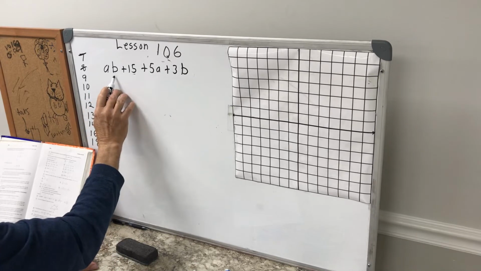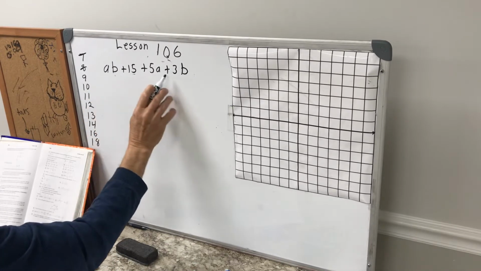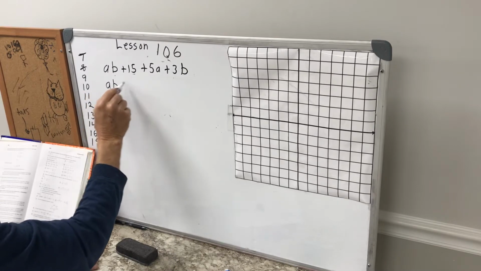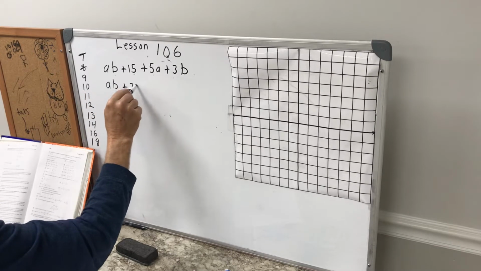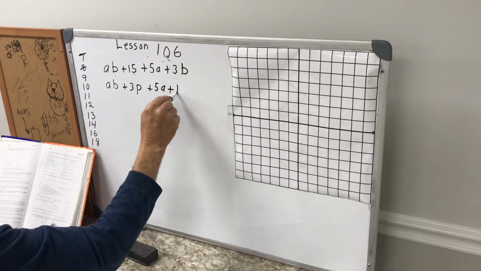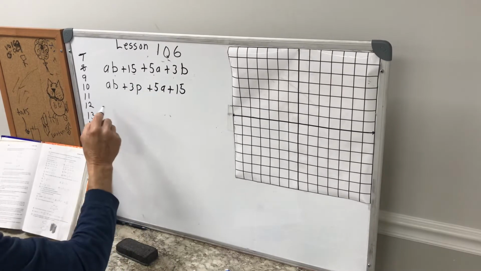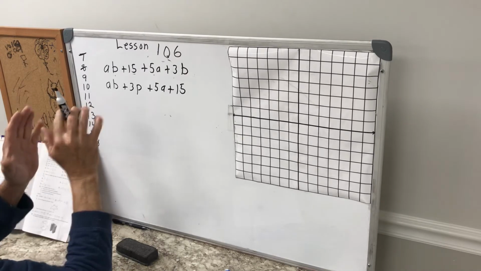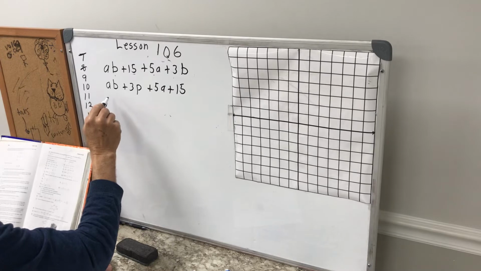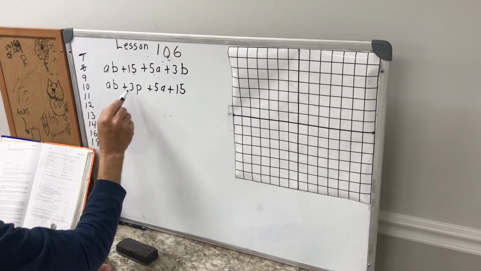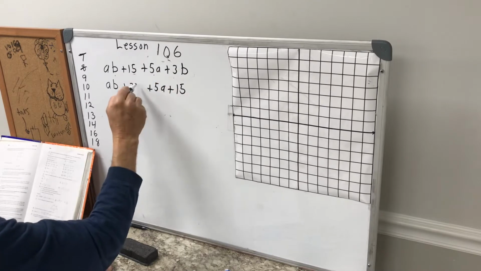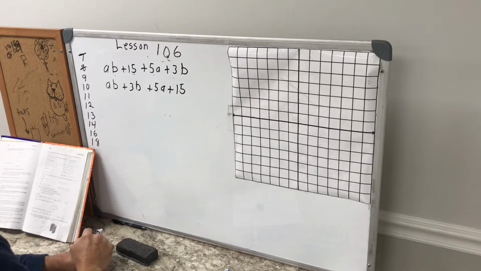We have an AB plus 3B. I'm going to take a chance. Sometimes you just have to take a chance and see how it works out. AB plus 3B, and then I'm going to have a positive 5A plus 15. Let's see if this works out. If it doesn't, I'll change something else out. But looking at that, I could make a pretty calculated guess. Let's try this. So now we're going to, wait a minute. I put a P. This is right.